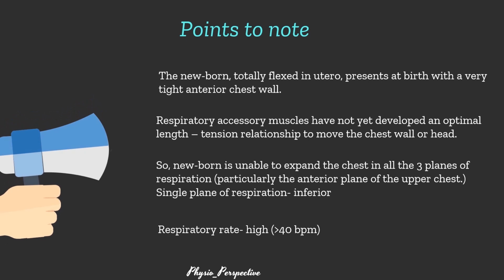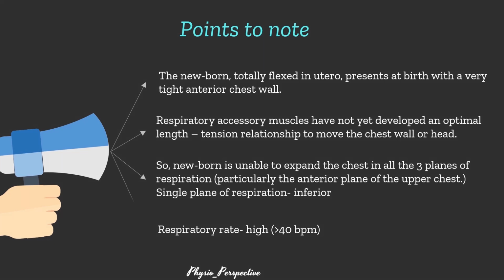Points to note: the newborn is totally flexed in utero, presents at birth with a very tight anterior chest wall. Respiratory accessory muscles have not yet developed an optimal length-tension relationship to move the chest wall or head. So, newborn is unable to expand the chest in all the three planes of respiration, particularly the anterior plane of the upper chest. There is a single plane of respiration that is inferior.